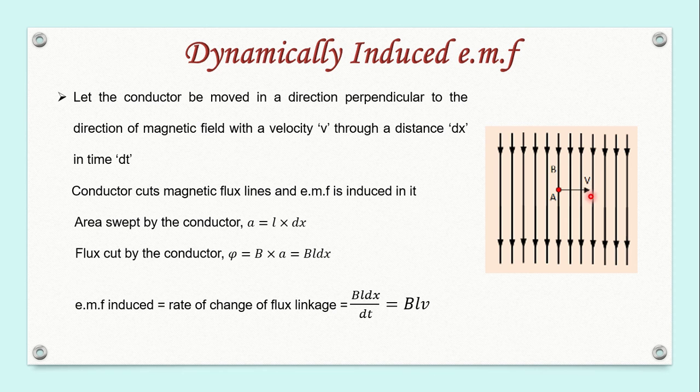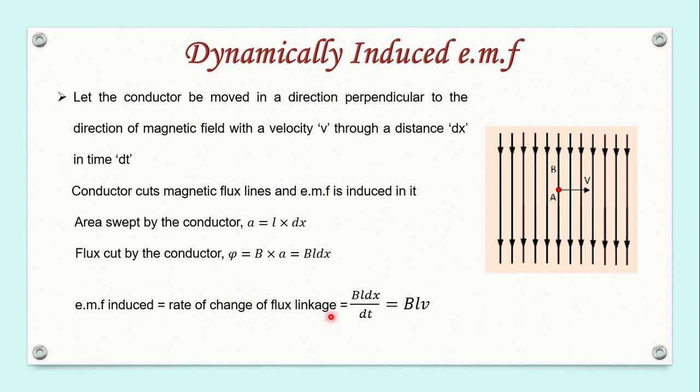So the conductor cuts flux lines, the flux linking with the conductor changes, and an EMF will be induced in the conductor. Okay, this is the dynamically induced EMF, because here EMF is induced in the conductor due to the movement of the conductor. So this is the dynamically induced EMF, and we need to formulate an expression for it. According to Faraday's law, the magnitude of induced EMF is equal to the rate of change of flux linkage.